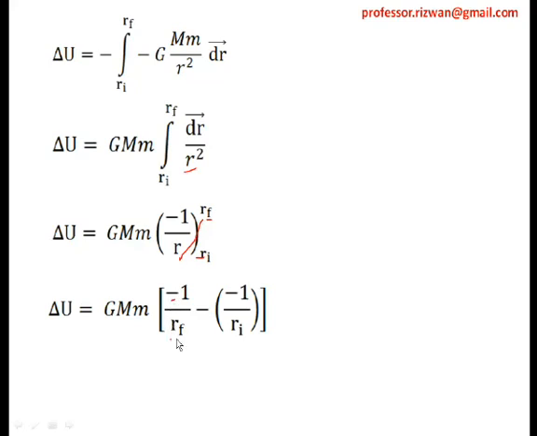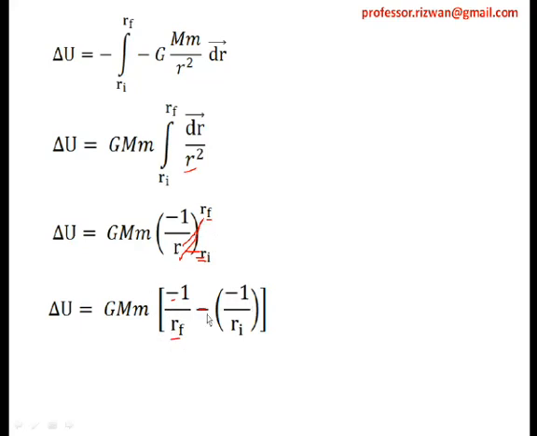r will be replaced as Rf. Now we know that a minus sign will always be there when you substitute the limits, so in between we always put a minus sign. Now we will put the value of the lower limit in place of r. So first you have to take the upper limit minus the lower limit. So upper limit, minus 1 upon Rf, minus, minus 1 upon Ri.